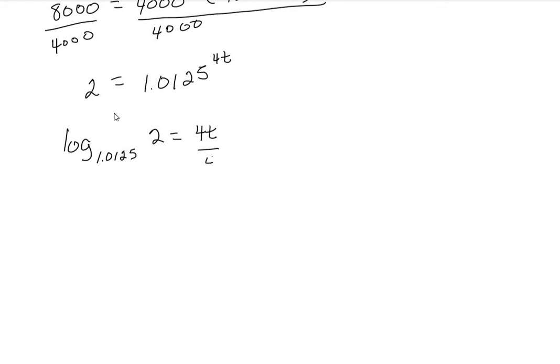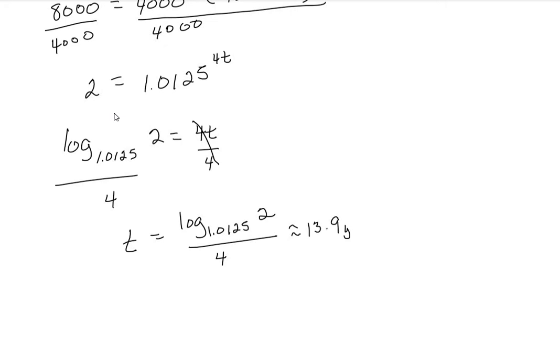And now I can divide both sides of my equation by 4. The 4's are going to cancel. So t equals the log base 1.0125 of 2, divided by 4. And you can put that into your calculator, and that's going to give you approximately 13.9 years.